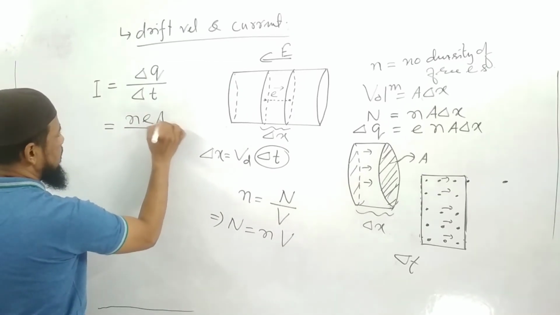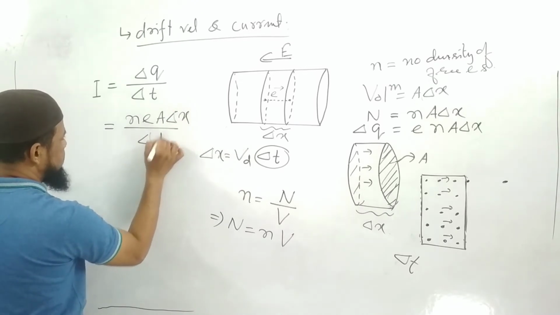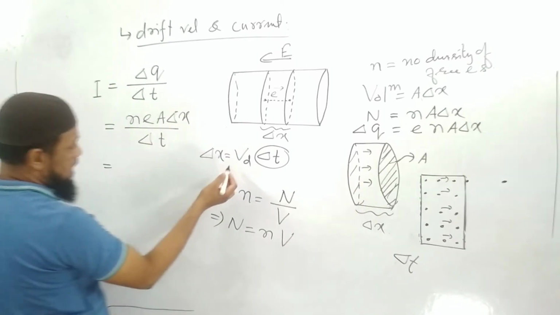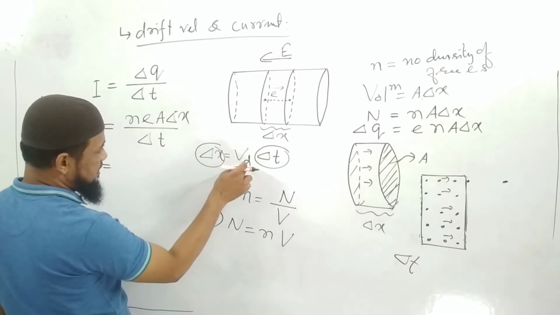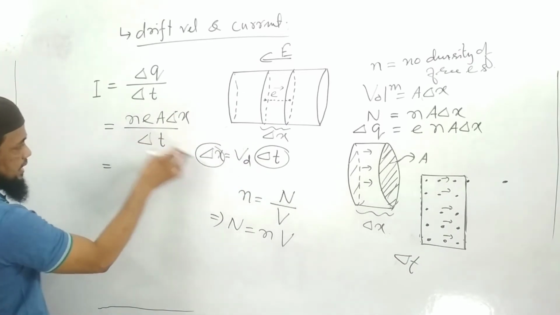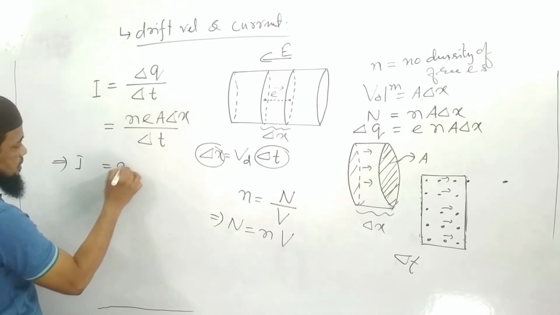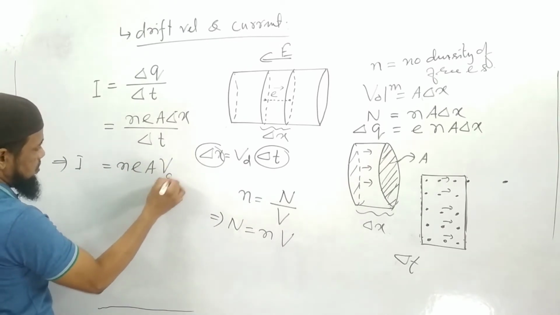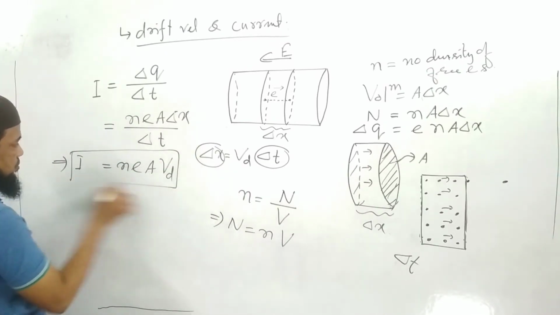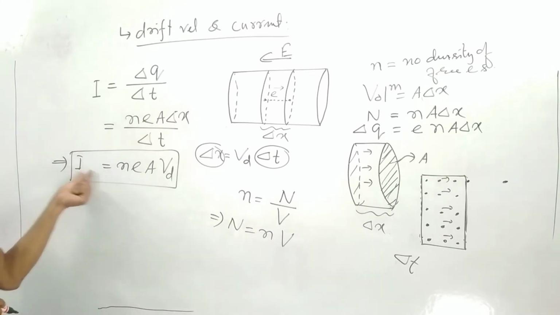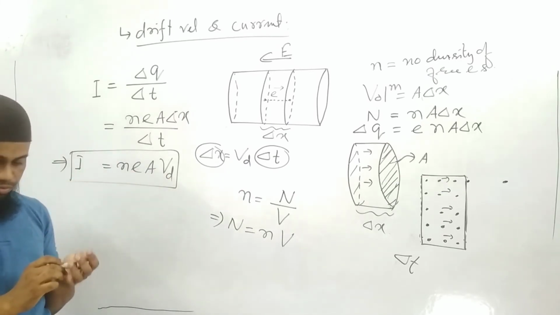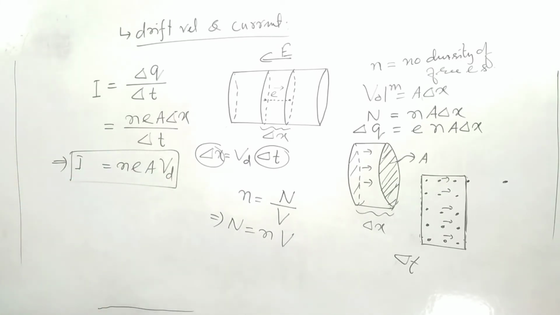What is delta q? neA delta x divided by delta t. Delta x by delta t is nothing but velocity. What velocity? Drift velocity. So I is how much? neAvd. These are important relations. The relation between current and drift velocity. Try to understand.